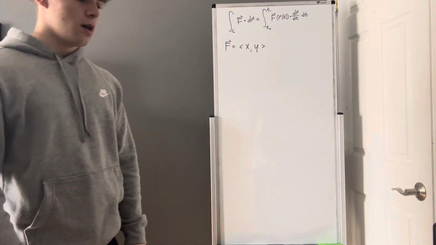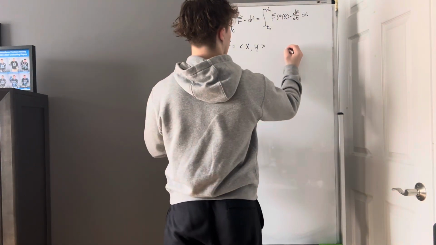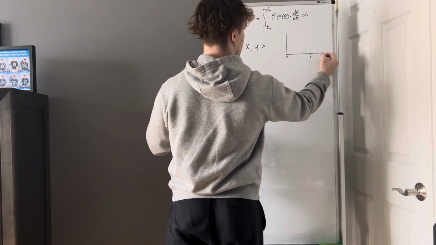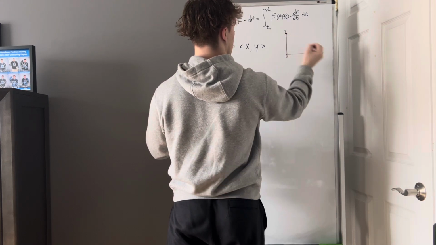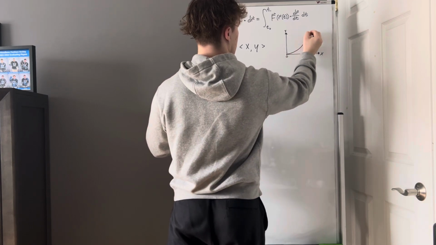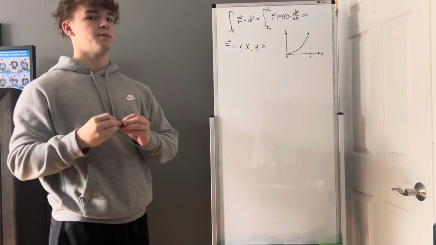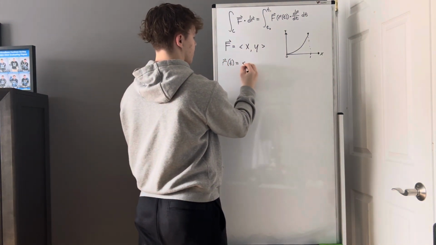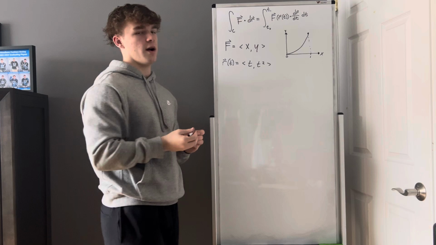Okay, now we need to know what C is. We'll say that C is the portion of x squared from 0 to 1 on the x-axis. There is C. So let's parametrize C. We can represent it in this form: x equals t, y equals t squared.